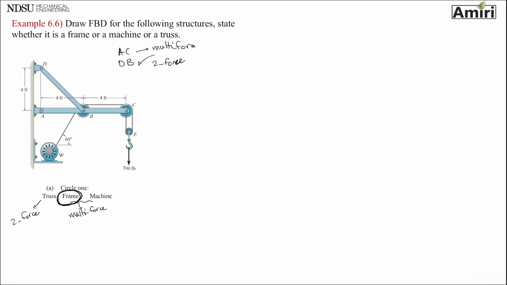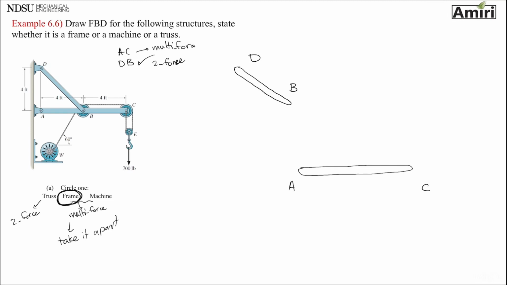So the way that we analyze this, take it apart. It depends on how many different members you can take apart. I would like to just take those two members apart, AC and DB. I don't want to take the pulleys and all those ropes and all that apart. Okay. That's my DB. And this is my AC.